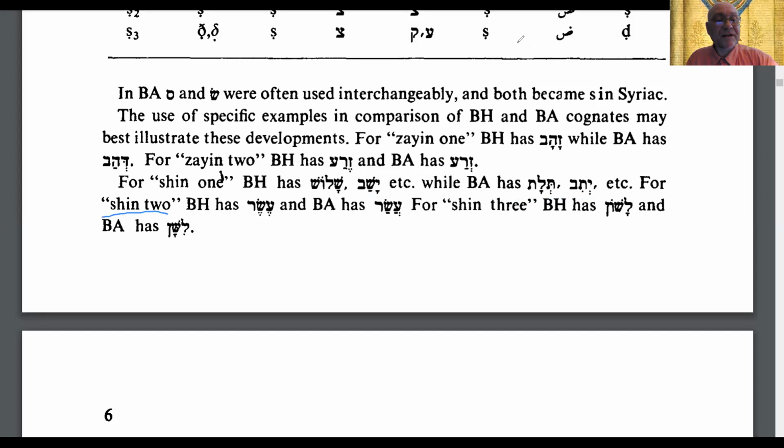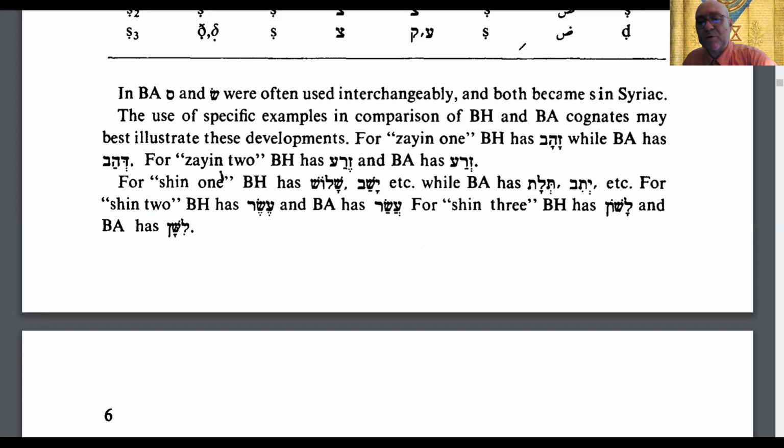Okay, so then for Sheen 2, we've got Biblical Hebrew has Eser, and Biblical Aramaic has Asar. So a little bit of difference. Your vowels are a little bit different.